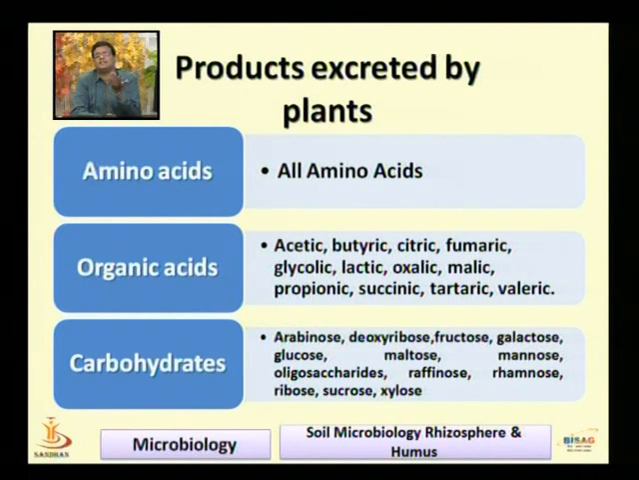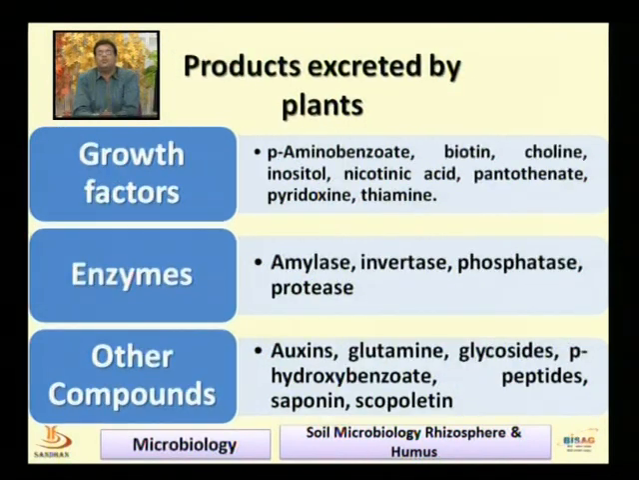All types of carbohydrates, whether pentose sugar, hexose sugar, disaccharide, oligosaccharide or polysaccharide, are also excreted by the plant in this area, and they are ultimately useful as nutrients for rhizospheric organisms. Not only carbohydrates, organic acids and amino acids, but even some important growth factors are very common in this area, like PABA, that is para-aminobenzoic acid, biotin, choline, inositol, nicotinic acid, pantothenate, pyridoxamine, and thiamine. It means almost all kinds of vitamins are available in this area.